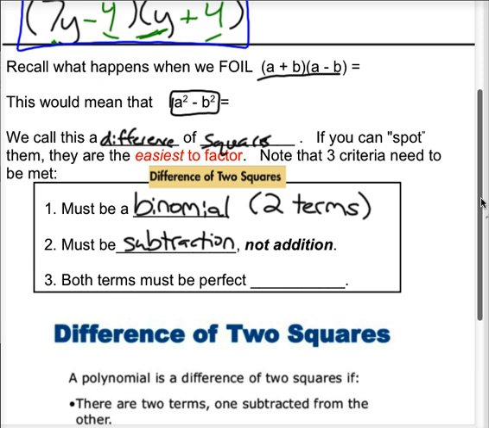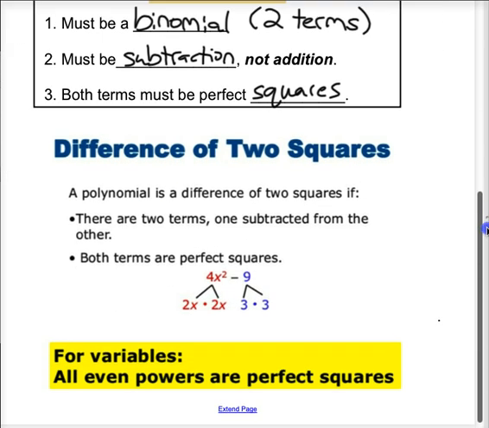So far, we're talking about two terms, subtracting on the inside. The last thing is both terms must be perfect squares. So let's recall perfect squares. There's a couple criteria to determining what a perfect square is. So I'm going to jump down here to perfect squares. In terms of numbers, what numbers make perfect squares?